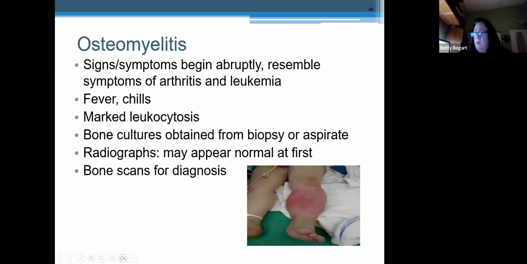Osteomyelitis. This is what we were concerned about with infections that get into the bone. Signs and symptoms: redness, swelling, pain. Do a CBC, you're going to see a lot of white blood cells, or leukocytosis, right? And it's the fevers and the chills. How do we take care of this?